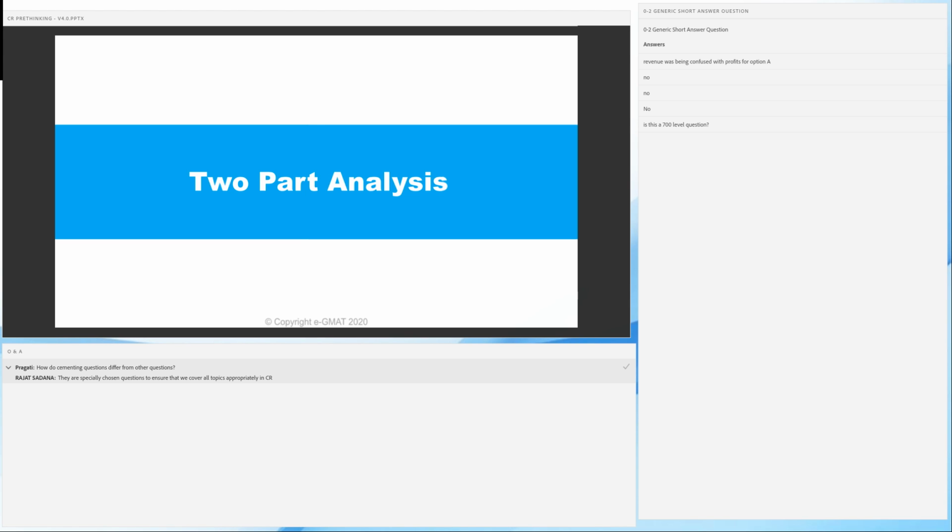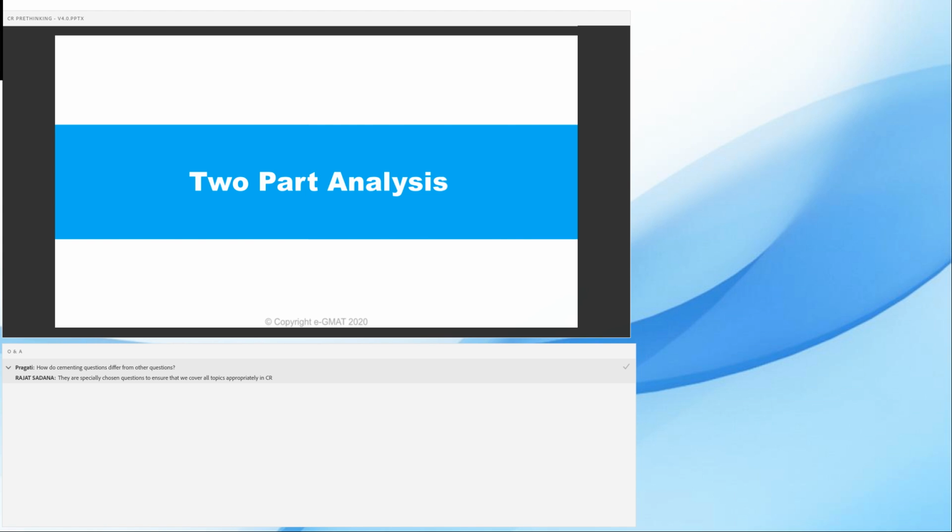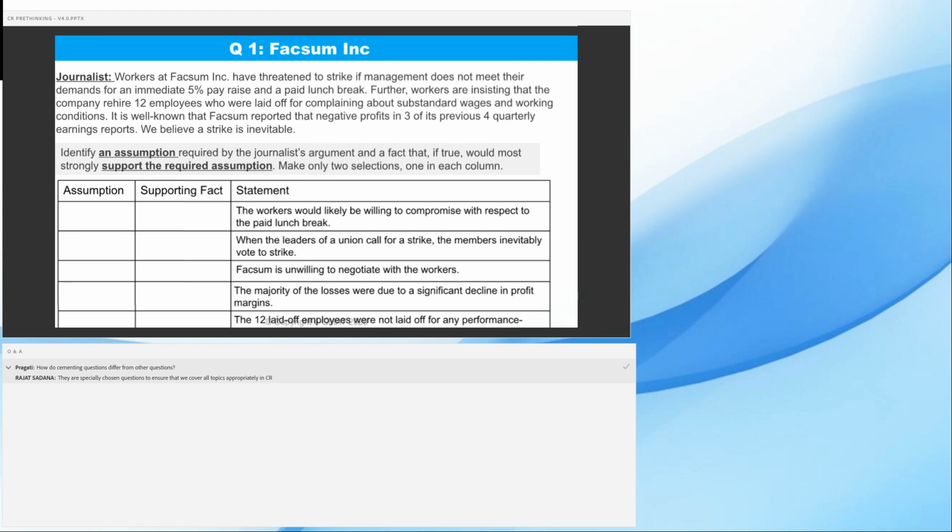Okay. Now, I want to give you a TPA question, a two-part analysis question. It's a CR-based TPA, so it's not an RC-based TPA. The way we're going to do this is I'm going to give you an argument, and in this argument, you'll have to find an assumption to the argument and something that supports that assumption. So that's something that is required. Let me put in the options.